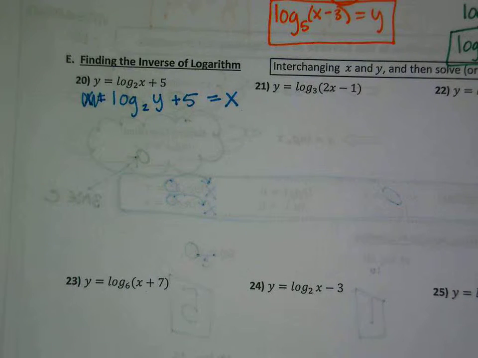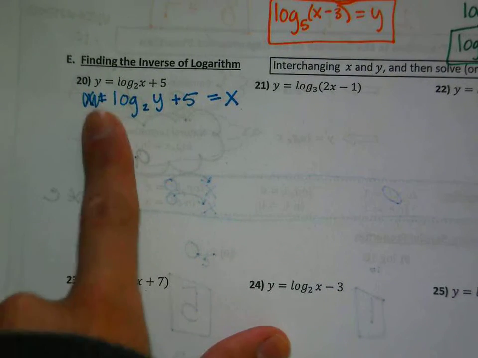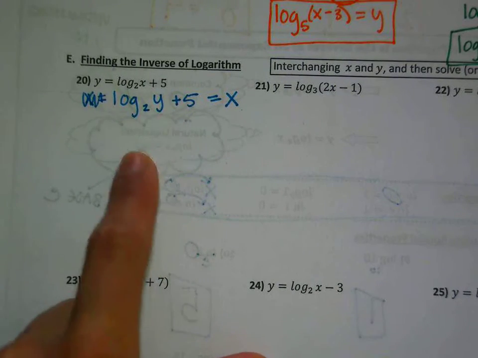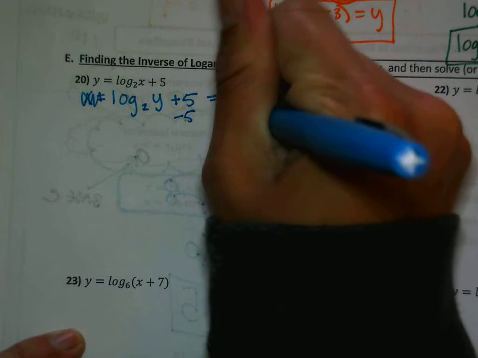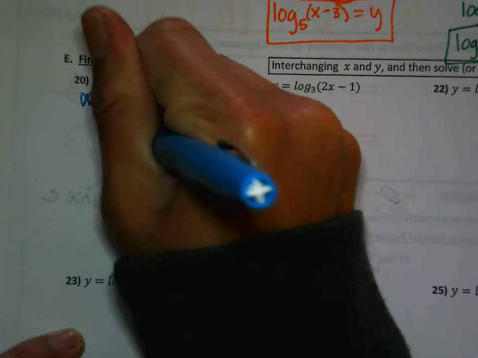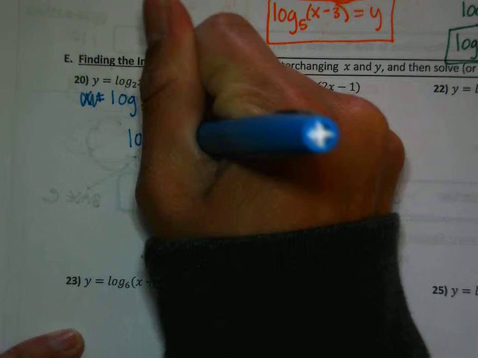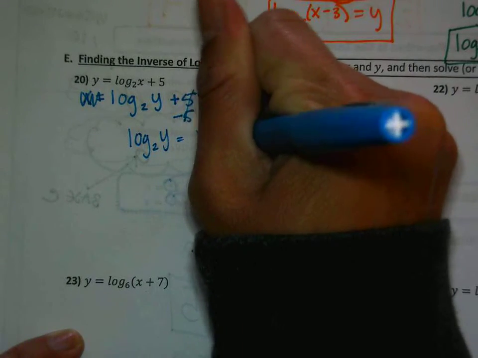So remember, you're trying to solve for y. Can you do anything to this side to help us get y by itself? You can subtract 5. So minus 5. Log base 2 of y equals x minus 5.